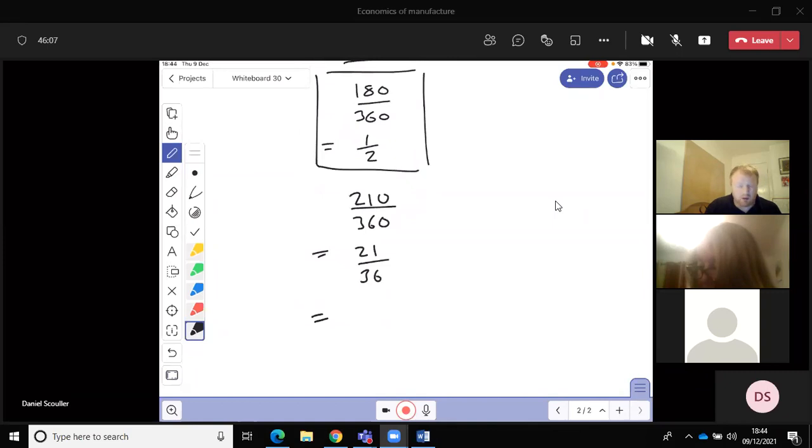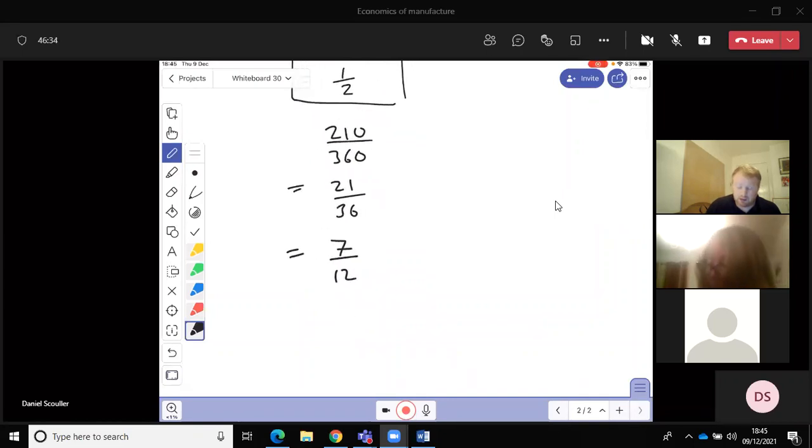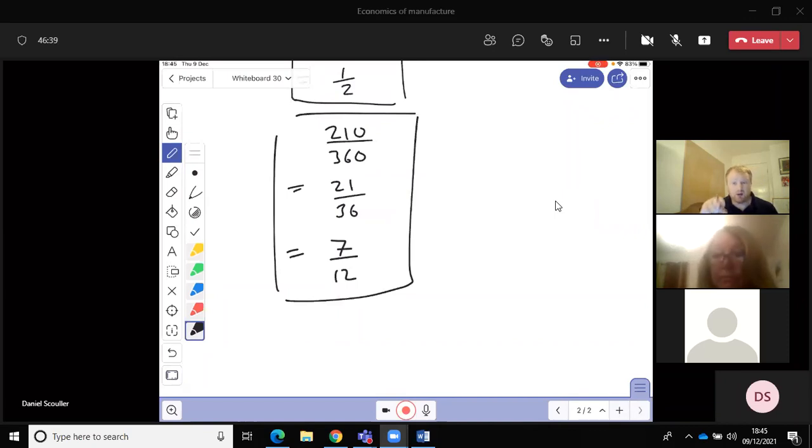What goes into 21 and goes into 36? 10 doesn't, 9 doesn't, 8 doesn't, 7 goes into 21. Does 7 go into 36? No. 6 goes into 36 but not 21. 5 doesn't, 4 doesn't, 3 does again. So 3 goes into 21 quite nicely, and 3 goes into 36. So again, it's 7 over 12. So you can see the most complicated ones when it's a multiple of 30 is going to be something over 12.